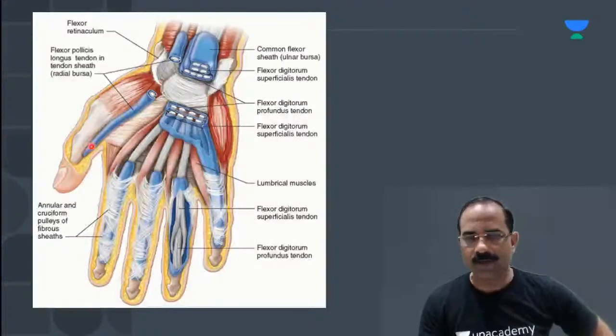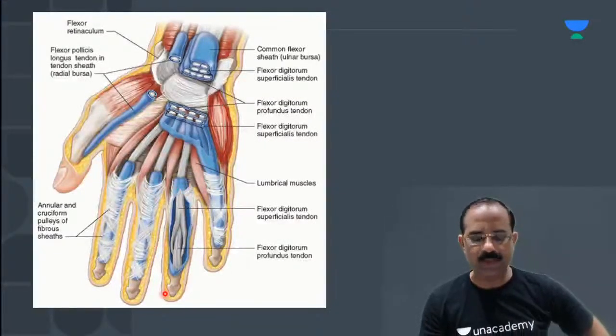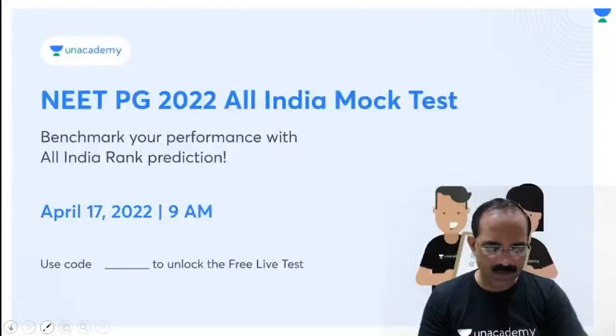Radial bursa is continuous in the thumb, ulnar bursa is continuous with the little finger. Now these three fingers have got a separate synovial sheath. Their own synovial sheath. The synovial sheath is a separate one.